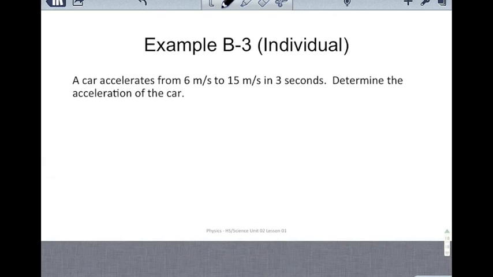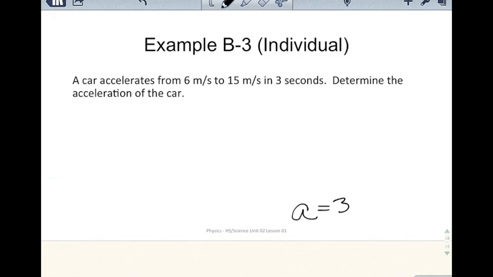We get to the last example. It says the car accelerates from 6 meters per second to 15 meters per second in 3 seconds. And you should be able to get the acceleration as 3 meters per second. And you should be able to do that entirely on your own.